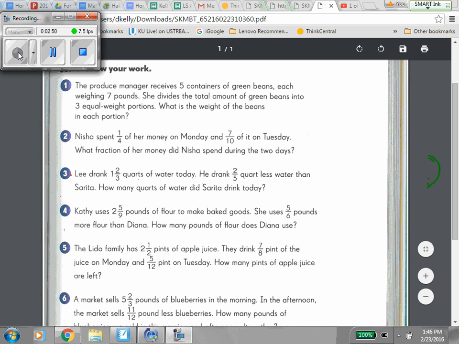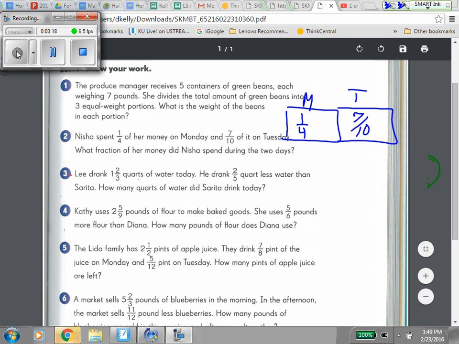So let's take a look at number 2. Nisha spent 1/4 of her money on Monday and 7/10 of it on Tuesday. What fraction of her money did Nisha spend during the 2 days? All right, so I'm going to draw a bar for this. I'm going to draw a bar model. Let's see, so she spent 1/4 of her money on Monday, and then she spent 7/10 of it on Tuesday. What fraction of her money did Nisha spend during the 2 days?